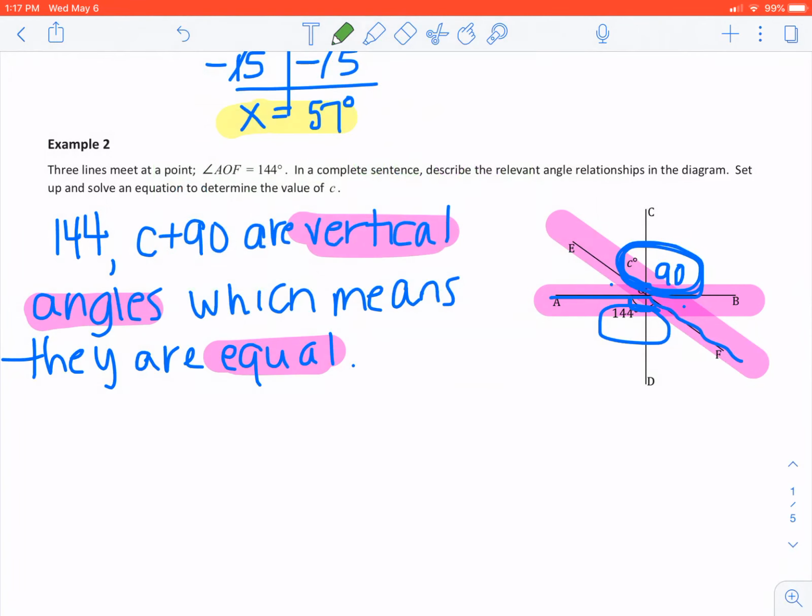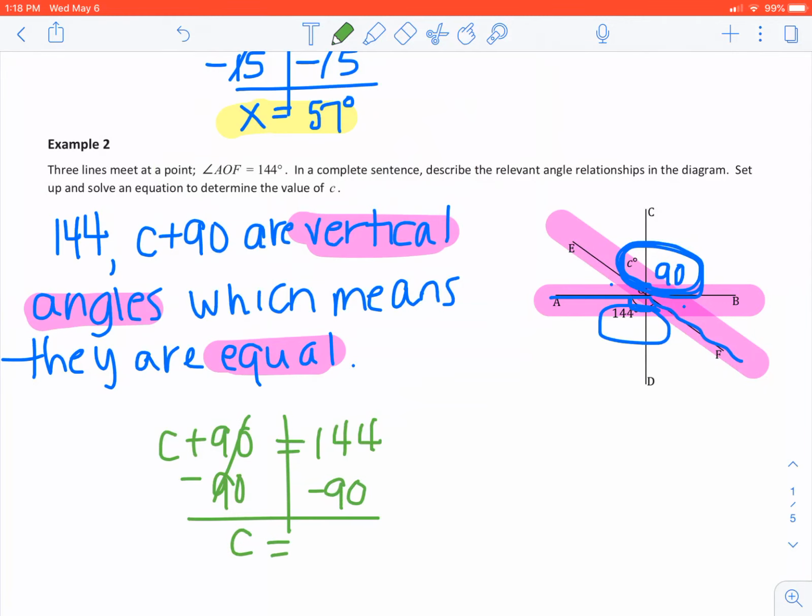All right, so let's set up our equation. We have C plus 90 from the one side, and that's equal to 144 from the other side. We're going to subtract 90 from both sides to solve for C. I'm going to take my calculator here. I have 144 minus 90, which is 54. Now, this is asking us to set up and solve for the value of C. We did that. Here's our value of C. So that is the entire question. We have answered it fully.